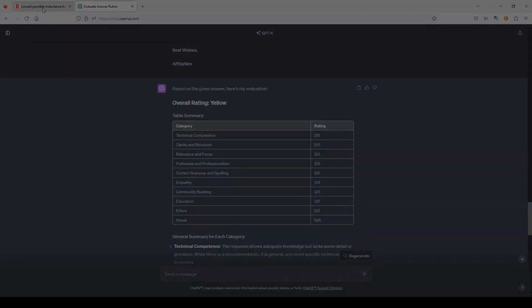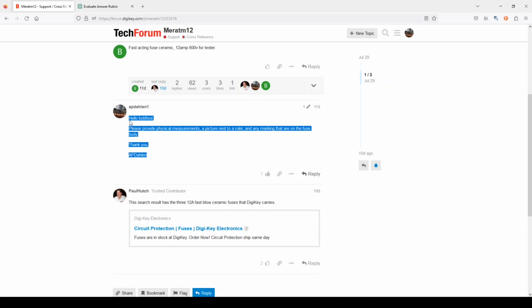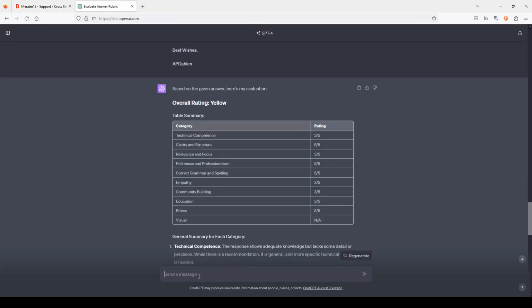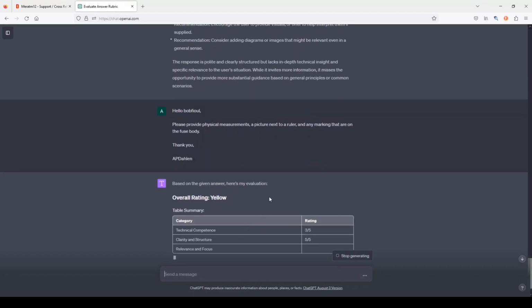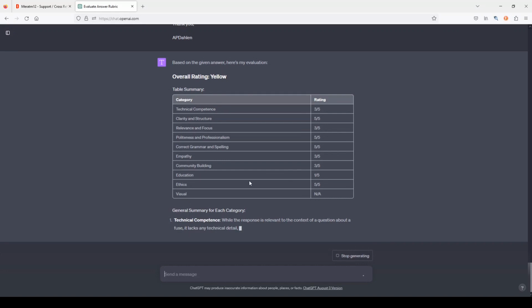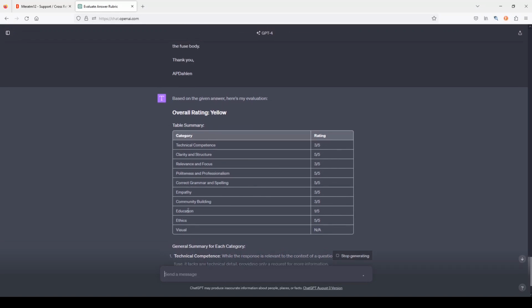Let's see if we can find another. Here's a very short answer. Let's see what it thinks about that. I suspect it's going to be pretty bad. You can see it really didn't like any of the education contributions. Not so good on community building, not so good on empathy. Relevance and focus, not so good.